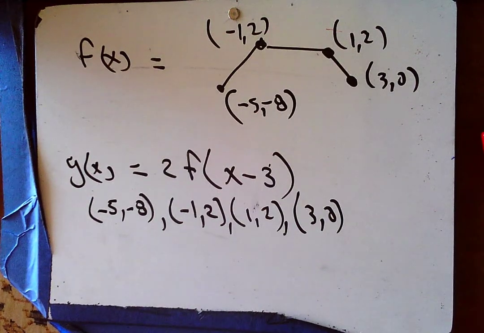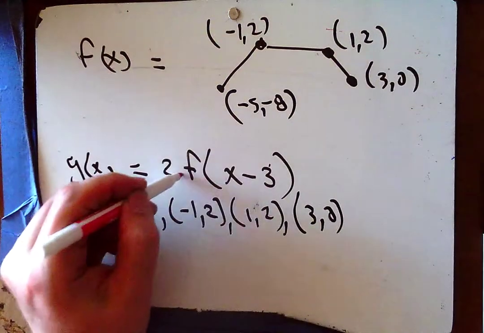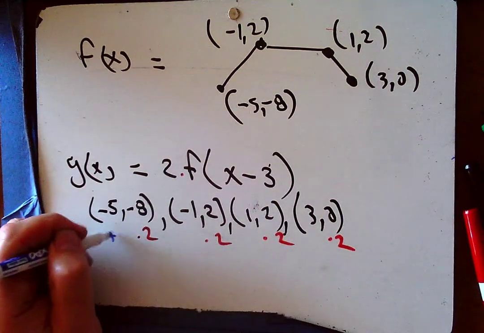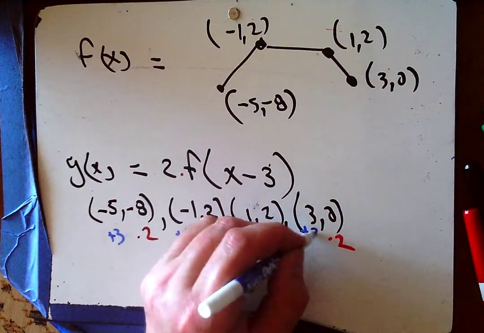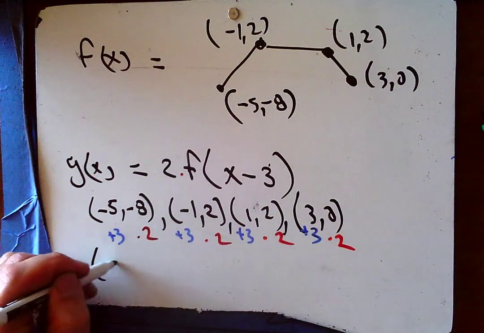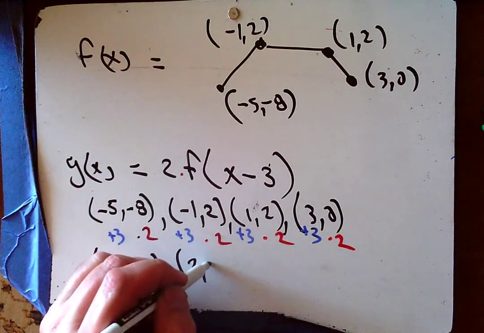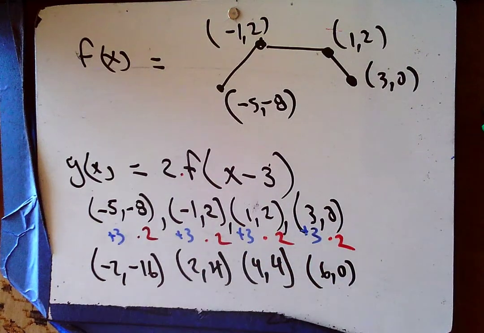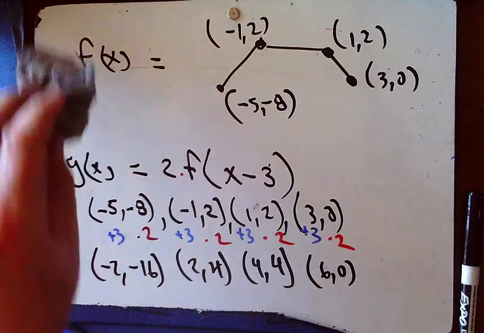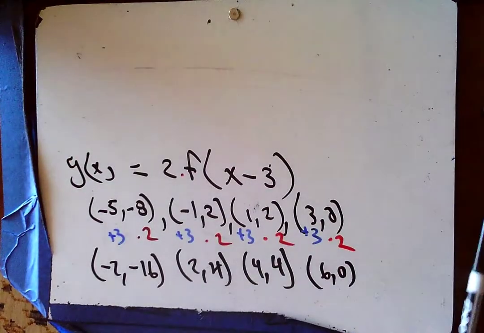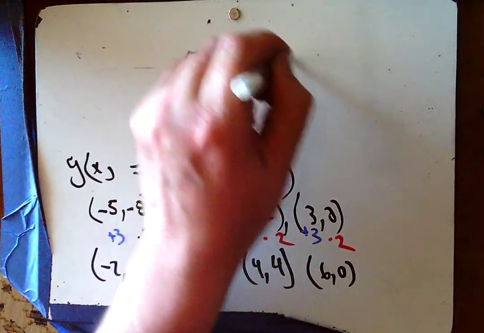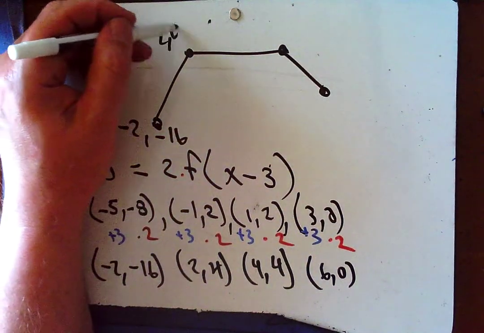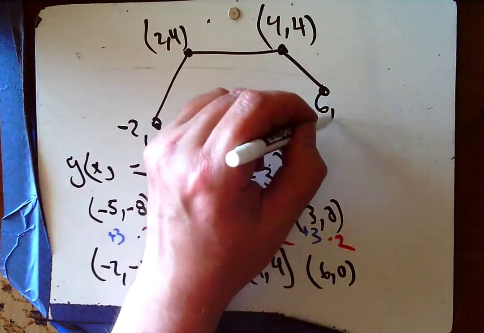So what transformations are we talking about? Well, this is outside of the function, so I know I'm supposed to multiply all the y's by 2. And this is inside the function, so I know I'm supposed to add 3. And so my final points will be (-2, -16), (2, 4), (4, 4), and (6, 0). And I need to graph that. So there was my shape: (-2, -16), (2, 4), (4, 4), and (6, 0).